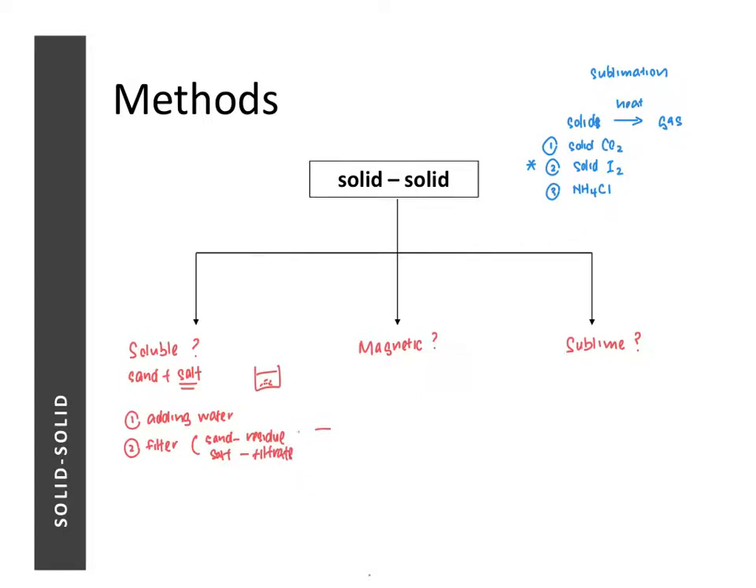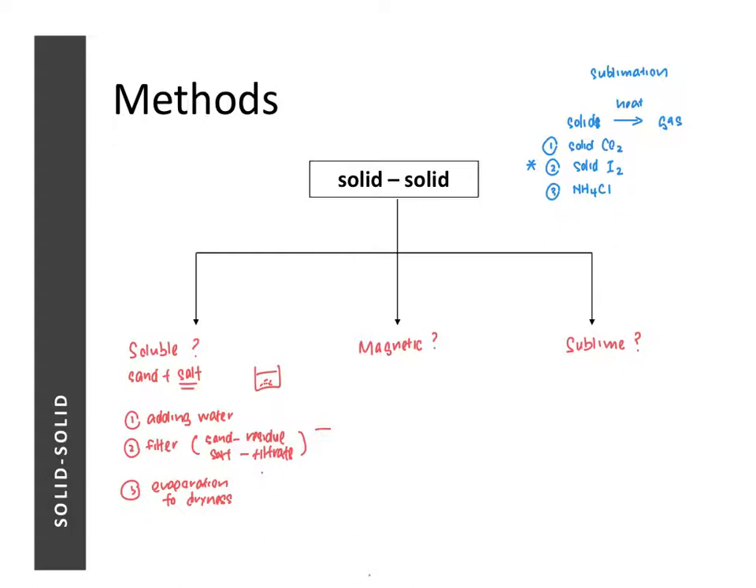So next step, in order to get back our salt, we can do evaporation to dryness. When we evaporate or boil away all the water, the salt will be remaining in your evaporating dish.